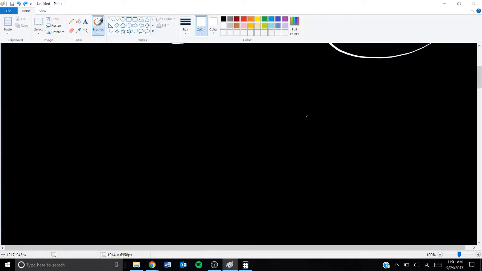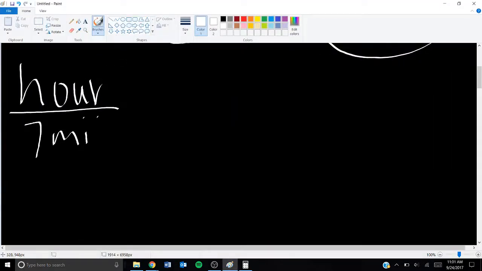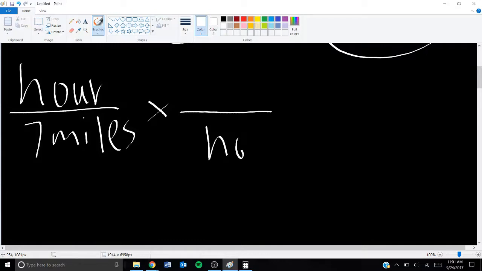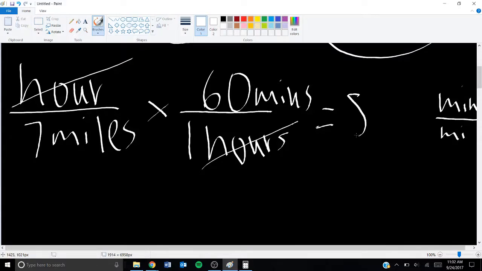So let's get to business. In 1 hour again, we're going 7 miles. And in order to get rid of the hours, we're going to cross cancel. In 1 hour, it's 60 minutes. So we're crossing out the hours. There should be one there, but anyway. And we're left over with minutes per mile. And that is when you divide 60 by 7, you get 8.57.